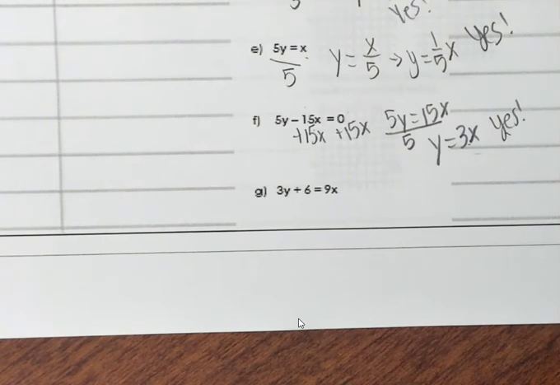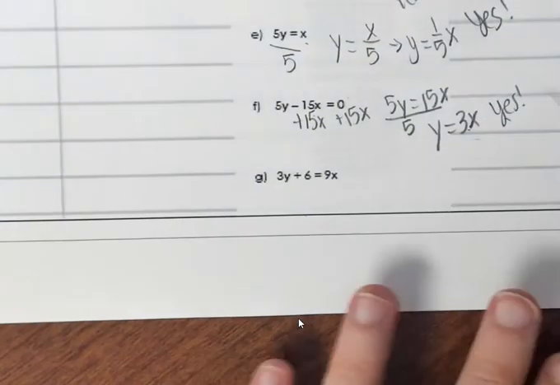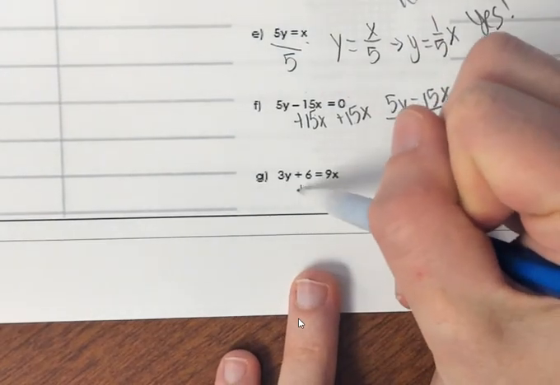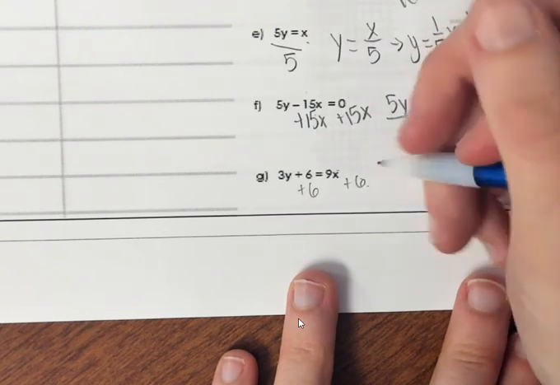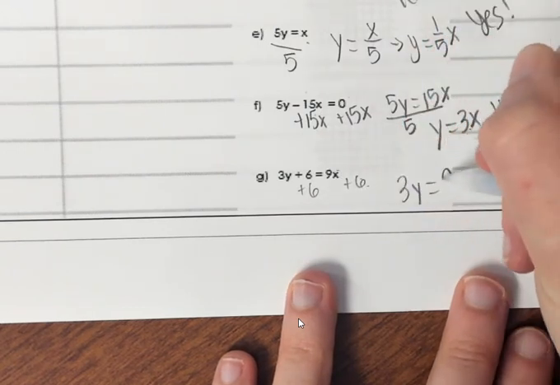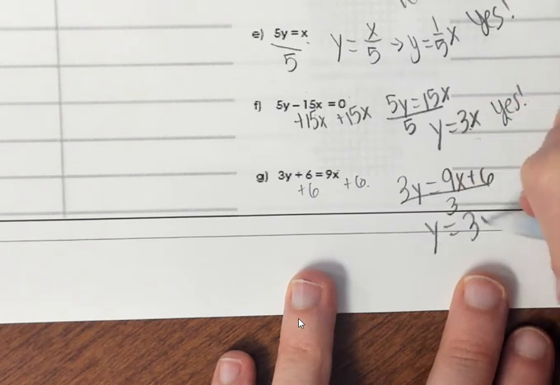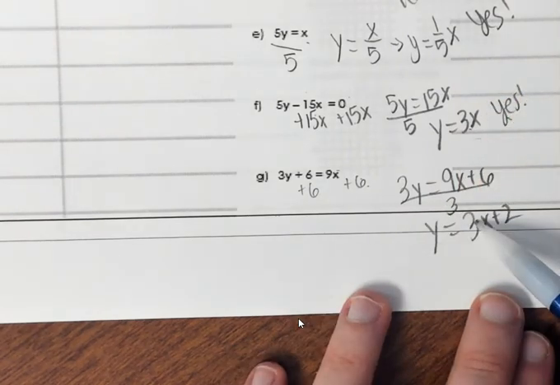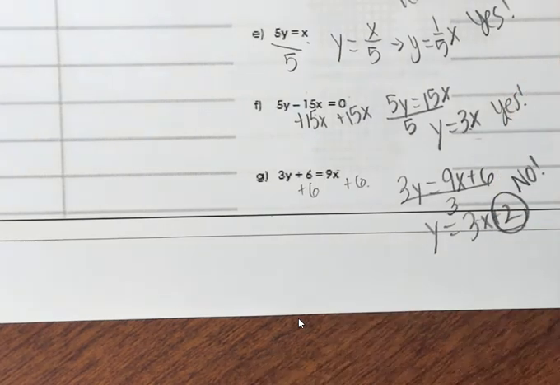It's got a slope and a y-intercept of 0. And then the last one on here, G, we have to solve for y, so add 6 to both sides. Remember, we can't combine these because they're not like terms. 3y equals 9x plus 6. Divide everything by 3. Y equals 3x plus 2. So this has a slope of 3, but the y-intercept is not 0. So this is a no because we can't have that part not be 0.